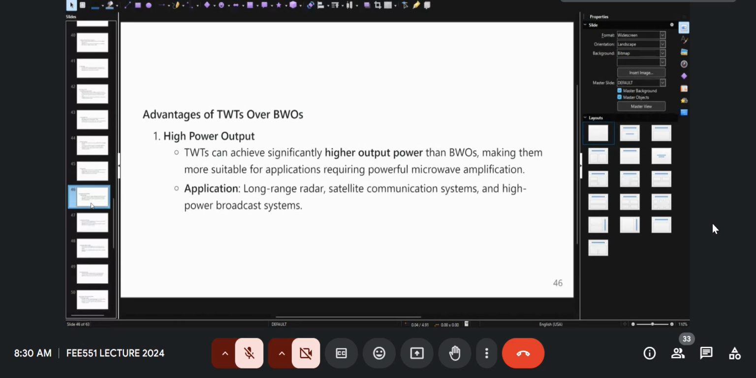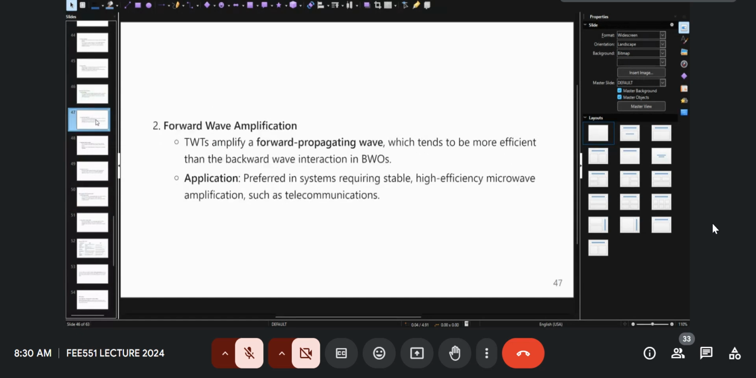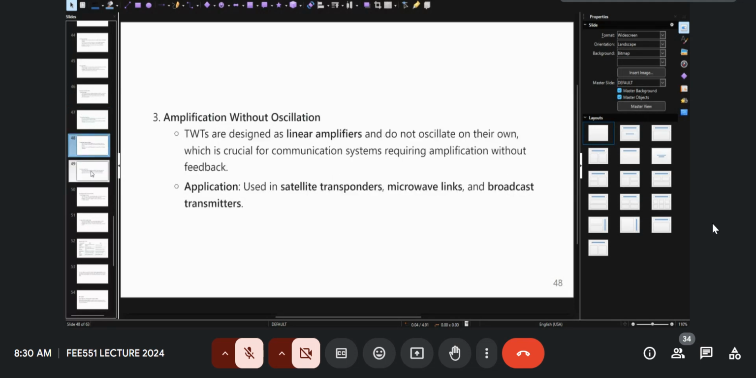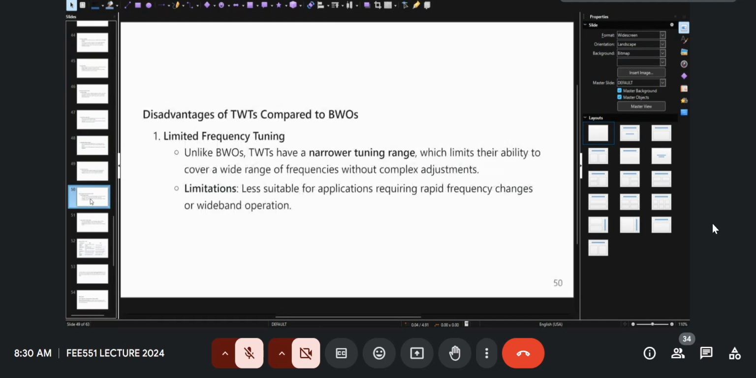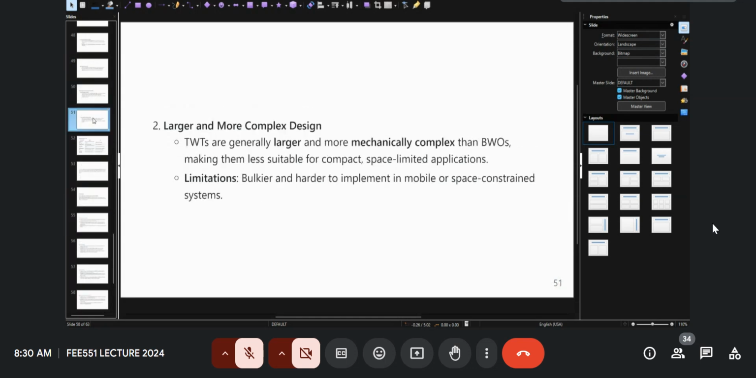Yeah, so there are also advantages of TWT over BWOs. So I believe that's something you can also look at: high power output, forward wave amplification without oscillation, broadband performance. And also the disadvantages of TWT: larger and more complex.